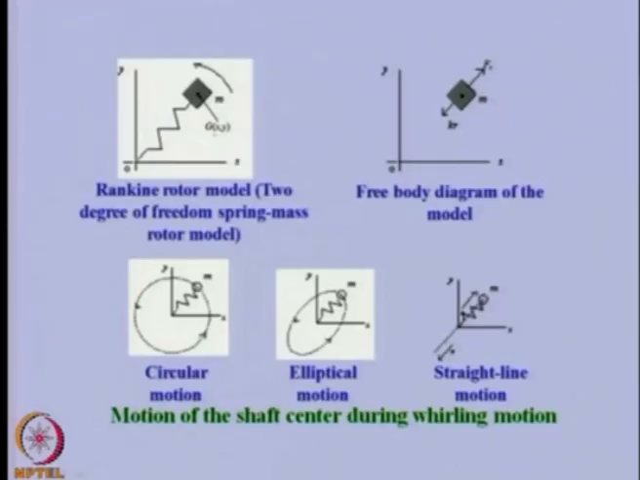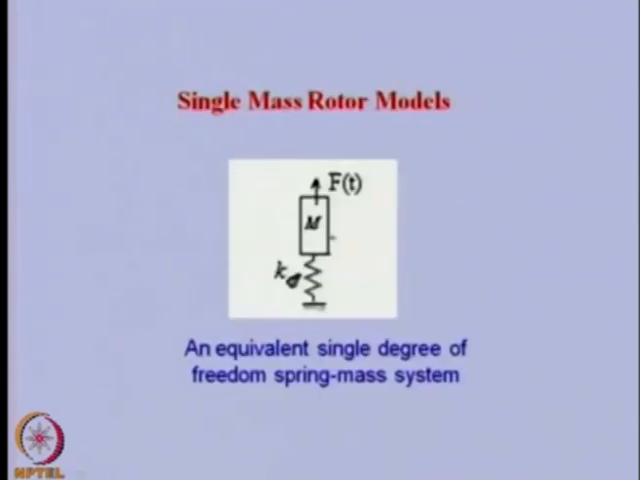Basically, that is nothing but a single degree of freedom mass system in which that particular model can be analyzed. This is a very basic model of a spring and mass damper system. The damper is not there in this, and this is the external force, maybe due to the unbalance.